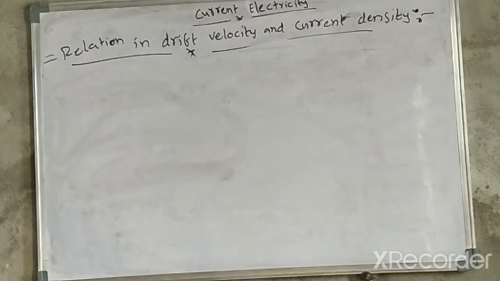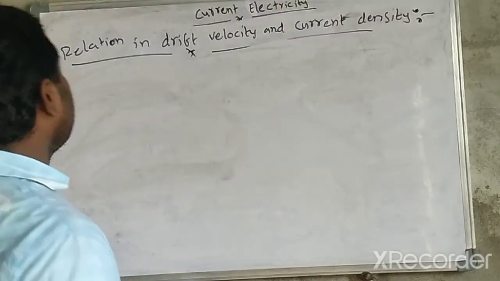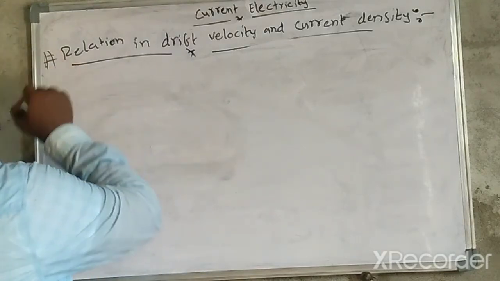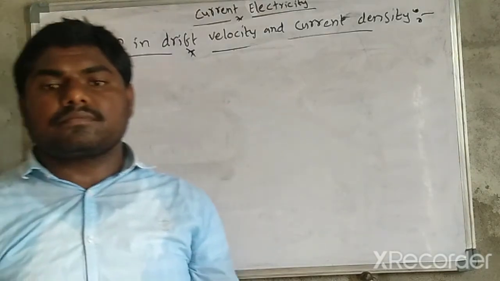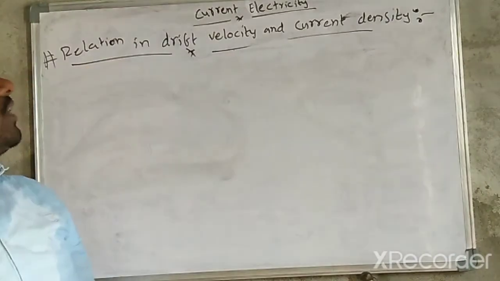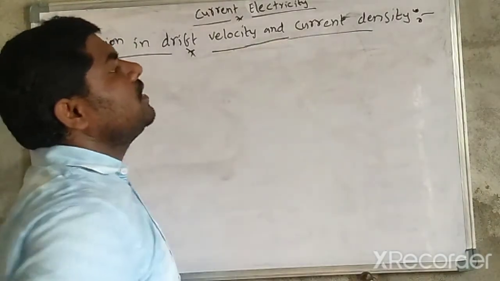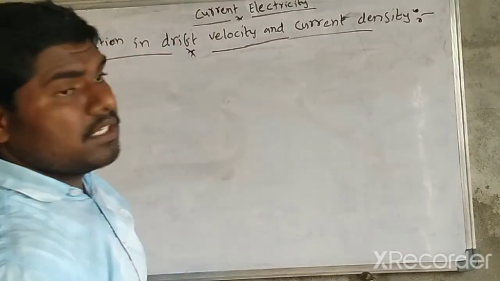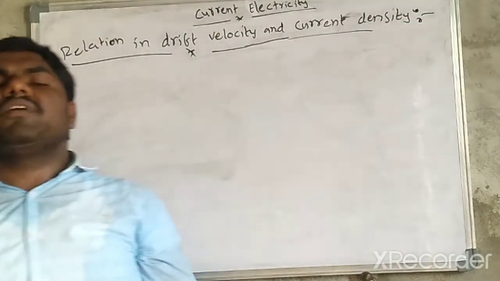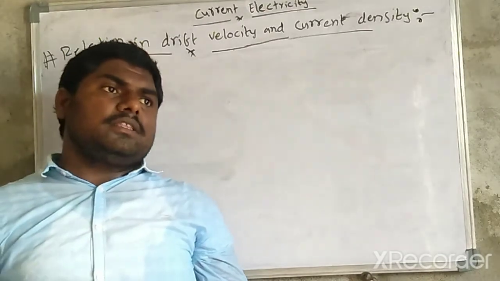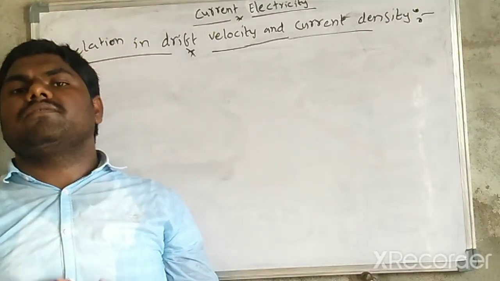Here is one more important concept: the relation between drift velocity and current density. In this way, I am going to consider one metal.